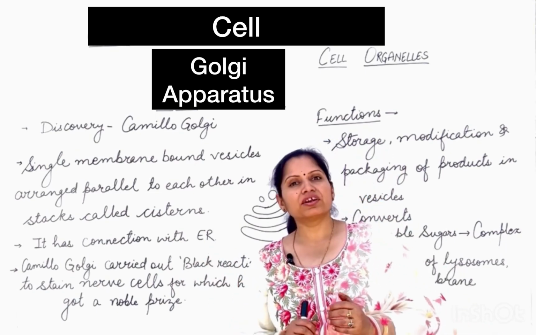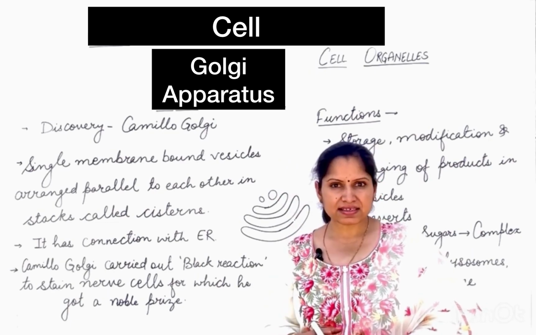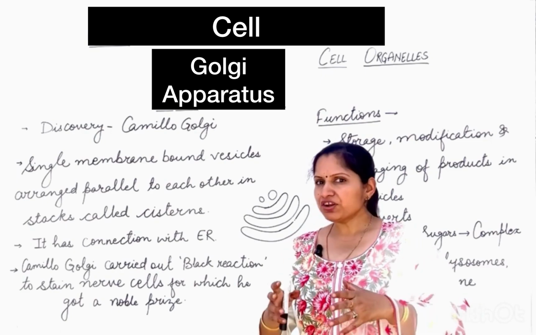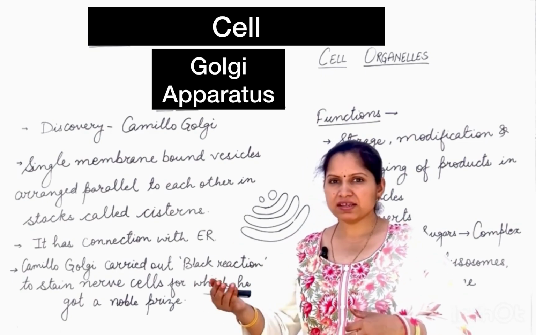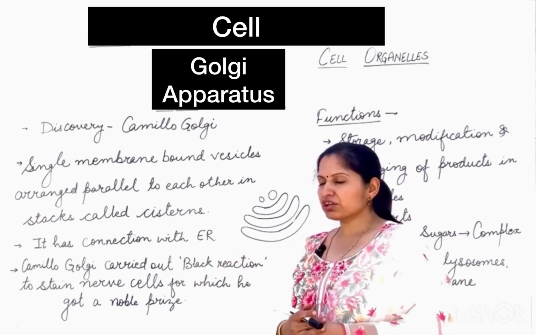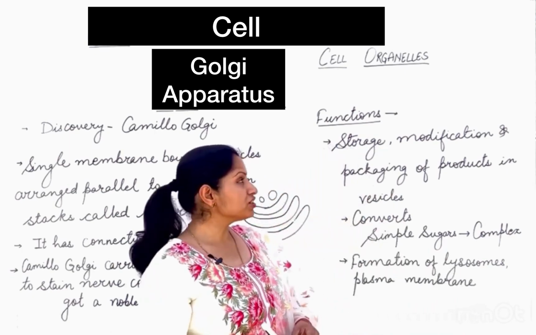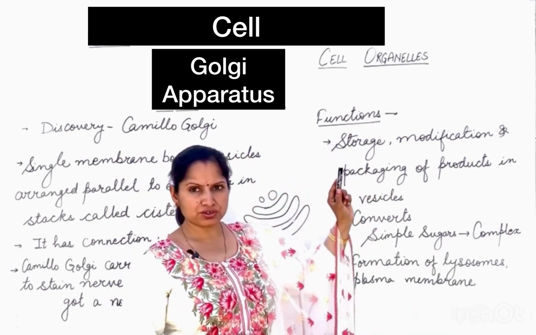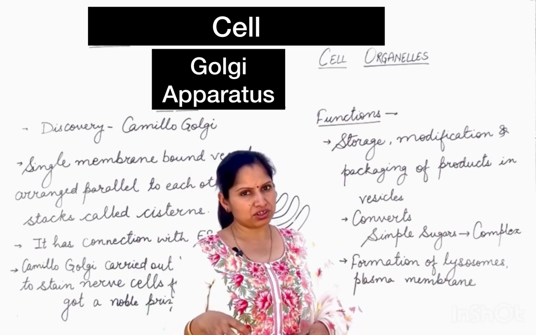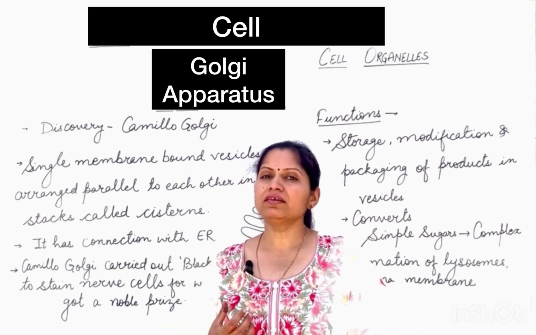That is also for a reason. Endoplasmic reticulum, you all know, synthesizes proteins and fats. So, rough endoplasmic reticulum synthesizes proteins, smooth endoplasmic reticulum synthesizes fats. So, endoplasmic reticulum basically synthesizes proteins and fats. And the function of the Golgi apparatus is the storage, modification, and packaging of all these products in vesicles and sending them to the places where they are required.